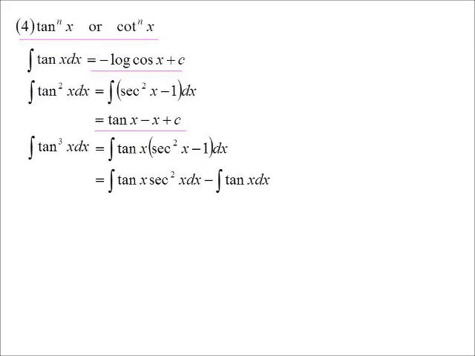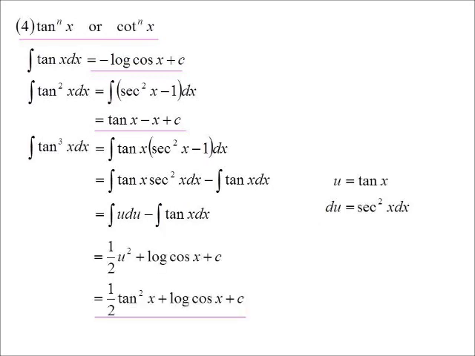Now one of those integrals will be times tan x, so I'm going to have tan x times sec squared. Sec squared is the derivative of tan. It's going to work out nicely, and the other one's just minus tan x, and I know the answer to that. So I'll do u equals tan x, and I get integral of u du minus tan x. And so I get half tan squared plus the log of cos.